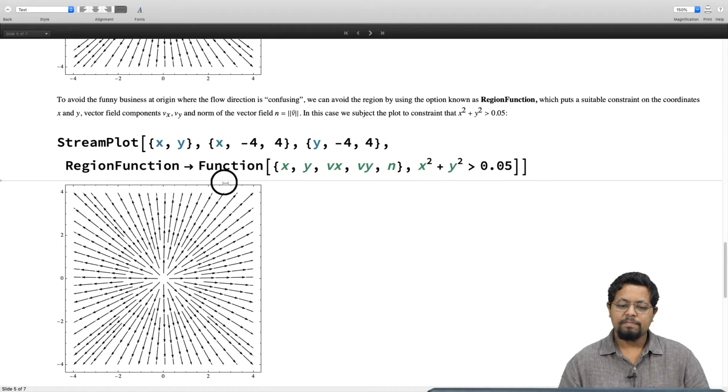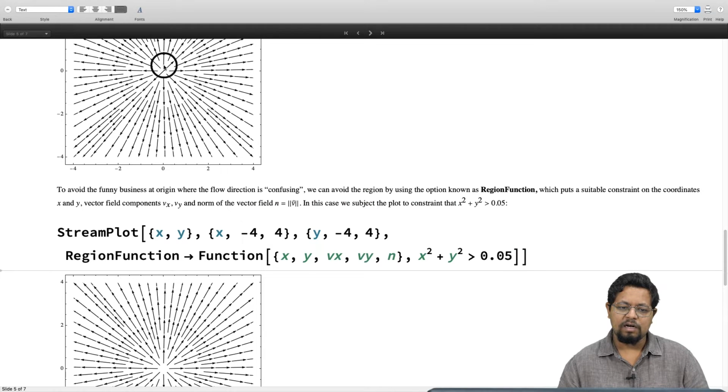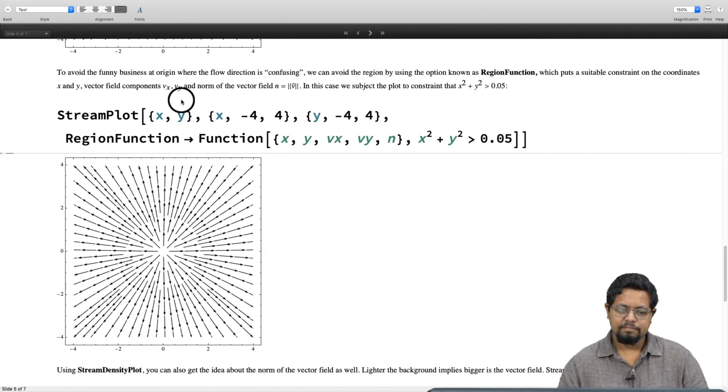That means make the vector plot only in the region where x square plus y square is greater than 0.05. I have completely ignored what's happening with these other 3 quantities, and as a consequence, the stream plot is only drawn for the region x square plus y square greater than 0.05. As a consequence, there's nothing over here. That avoids the problem that we are seeing in this plot, where it was unclear what's happening at the center over here, and that makes the plot look nicer.